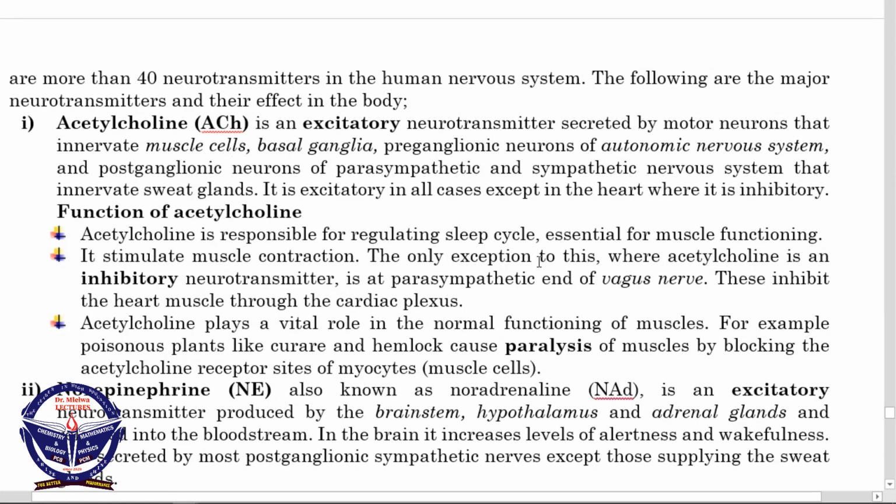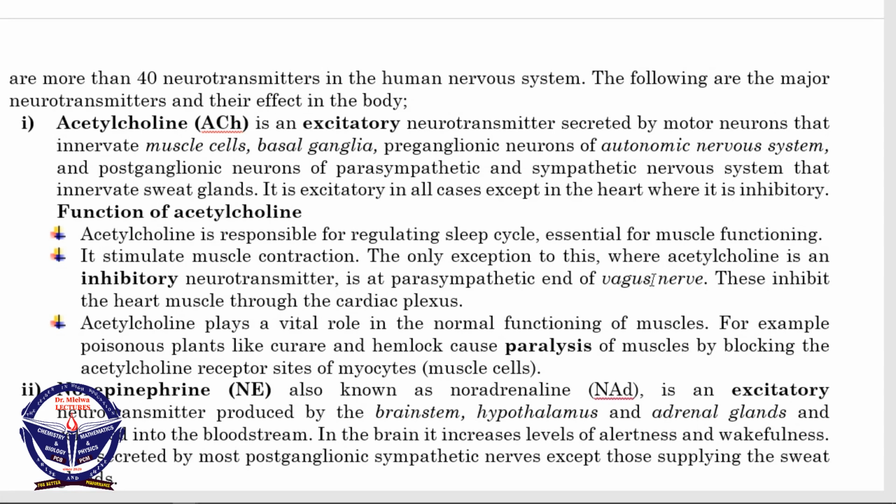The only exception to this, where acetylcholine is an inhibitory neurotransmitter, is at the parasympathetic end of the vagus nerve, and this inhibits the heart muscles through the cardiac plexus. Kwa hiyo at the parasympathetic end of the vagus nerve, huyu neurotransmitter acetylcholine anakuwa ni nani? Anakuwa ni inhibitory. Kama mnafuatilia vipindi vyangu vya nyuma, vagus nerve is cranial nerve number 10.